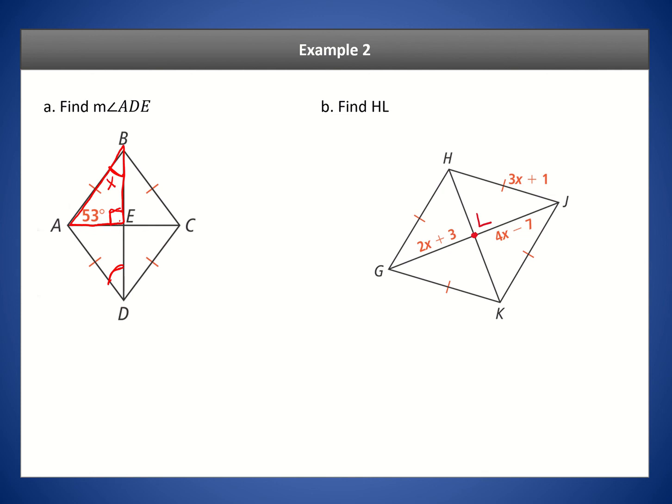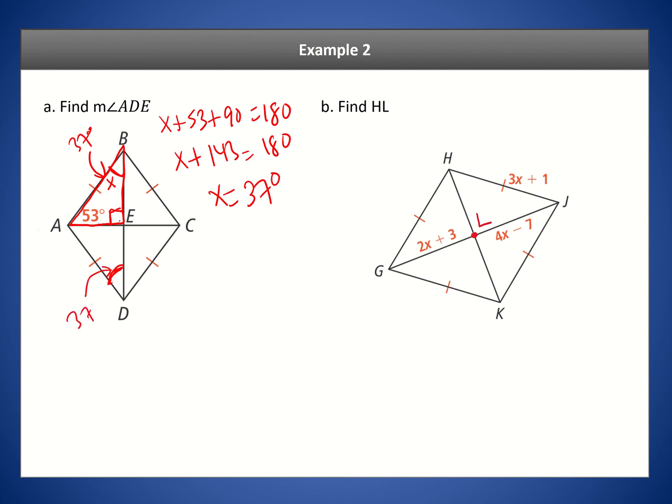So we know that in a triangle, the angles add up to 180. So we have x plus 53 plus 90 equals 180. We'll do the math here. We got 143 equals 180. Subtract 143 on both sides, and you're going to get x is 37 degrees. So this here is 37, which means that because opposite angles are congruent, this is also 37. So the answer here is that this is 37 degrees.